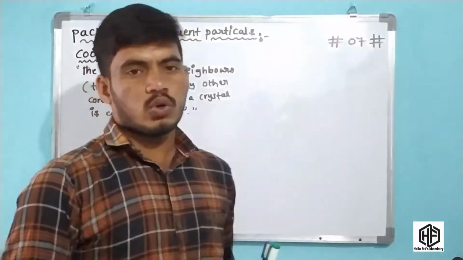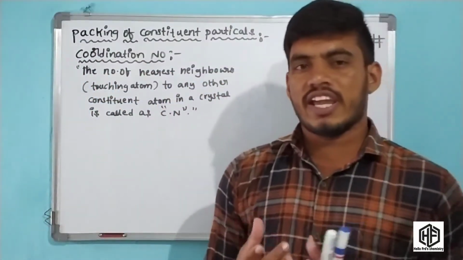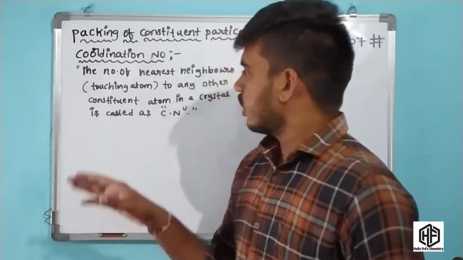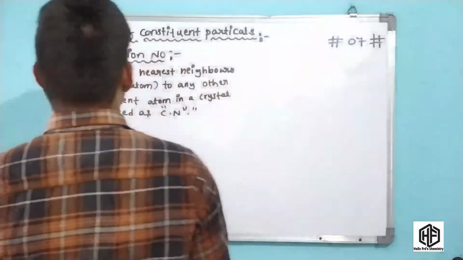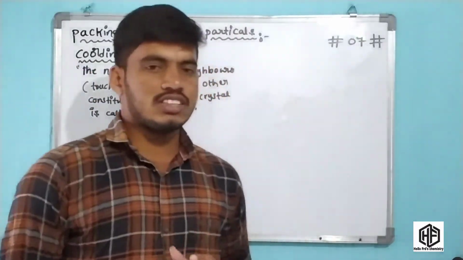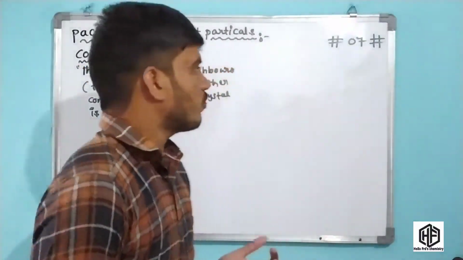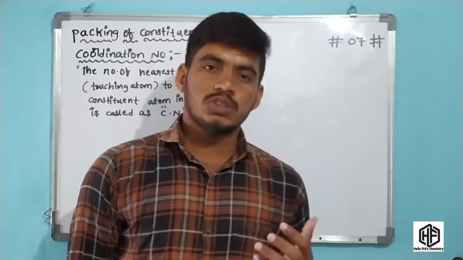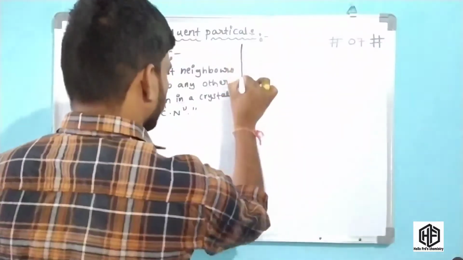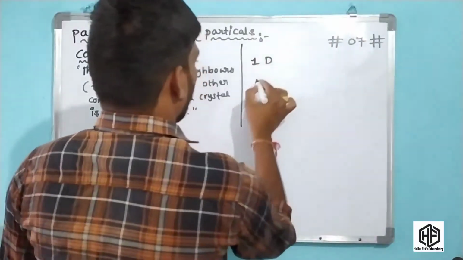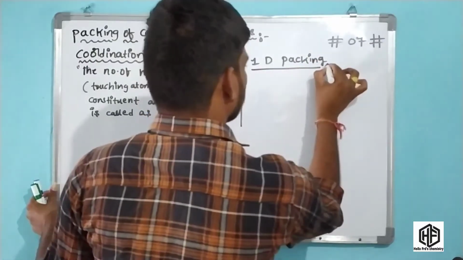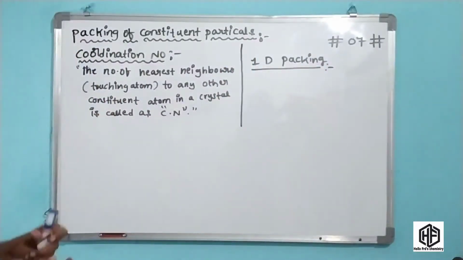Coordination number means, consider one atom. That atom is touching other atoms. How many atoms are touching that atom? That is called the coordination number. Friends, you know the packing of constituent particles. Now you have to consider the packing of constituent atoms in different kinds. First of all, we will talk about one-dimensional close packing. You have to find out the coordination number.